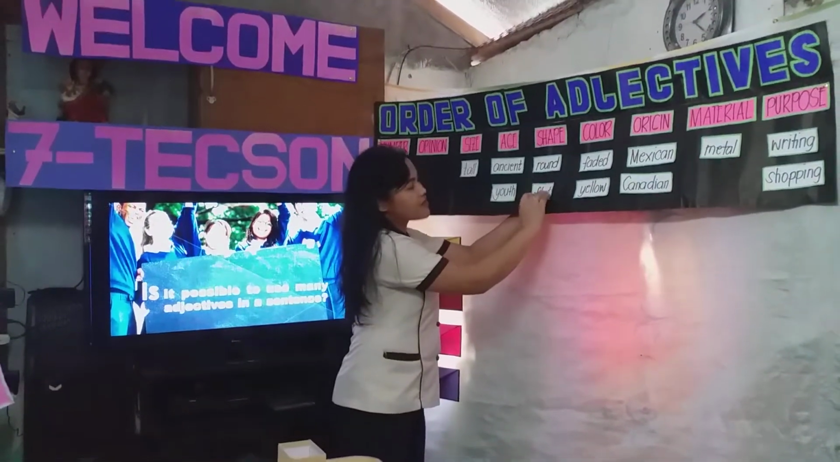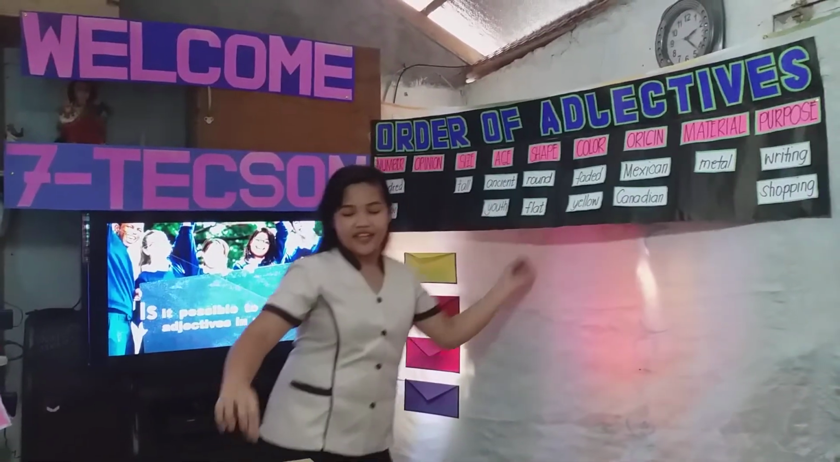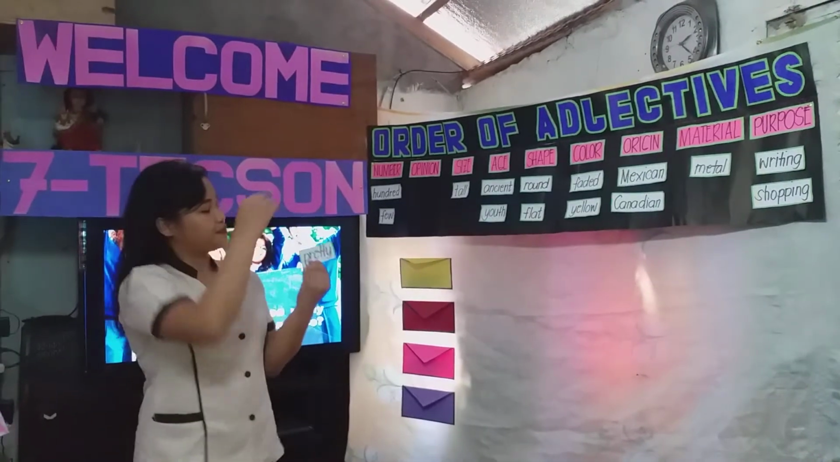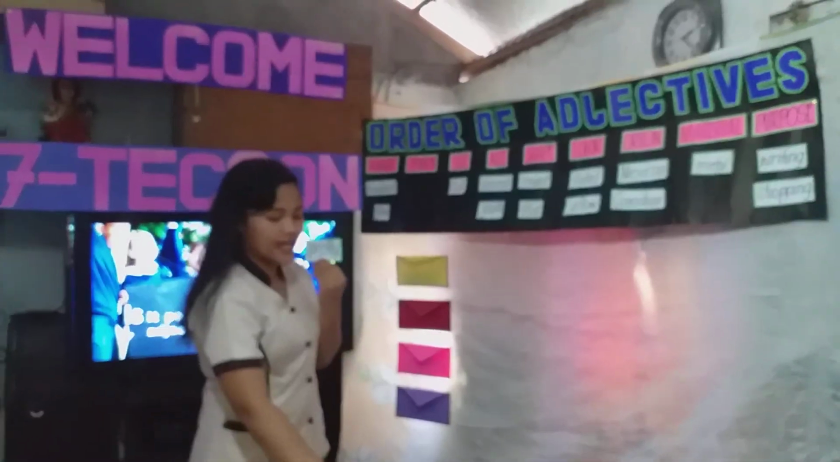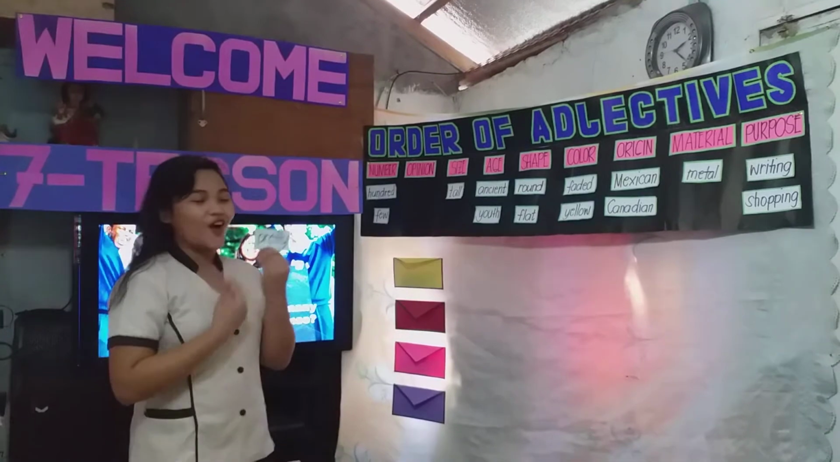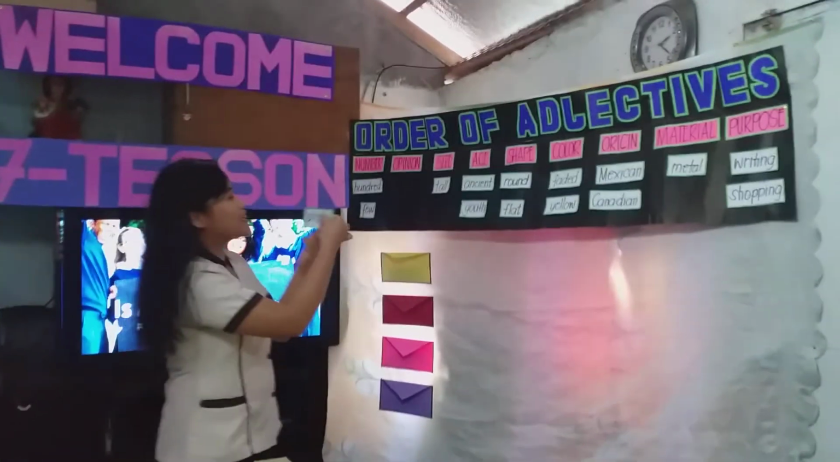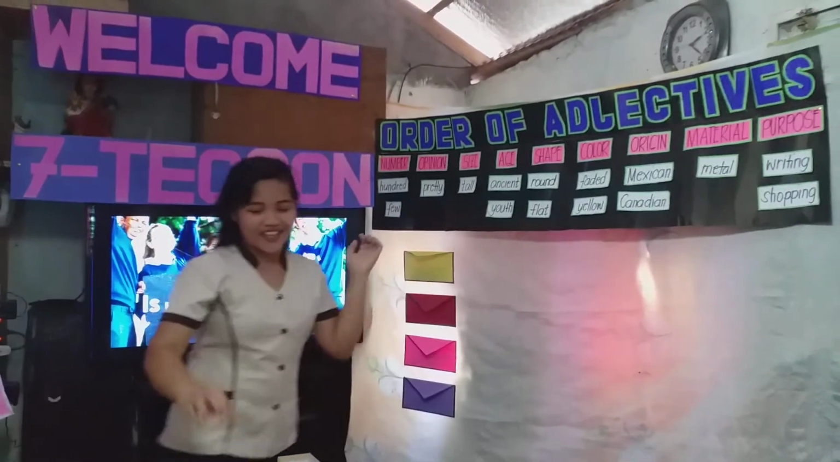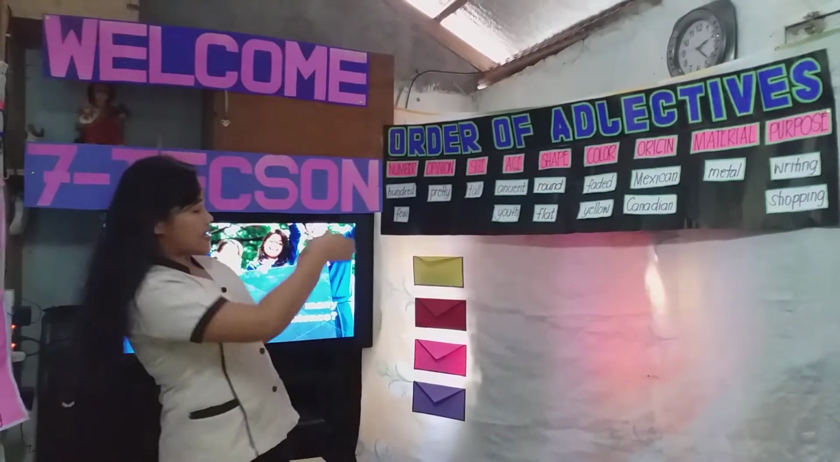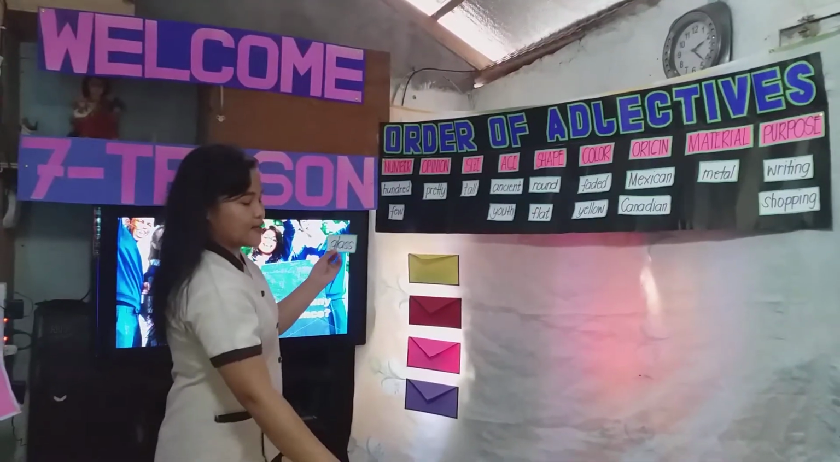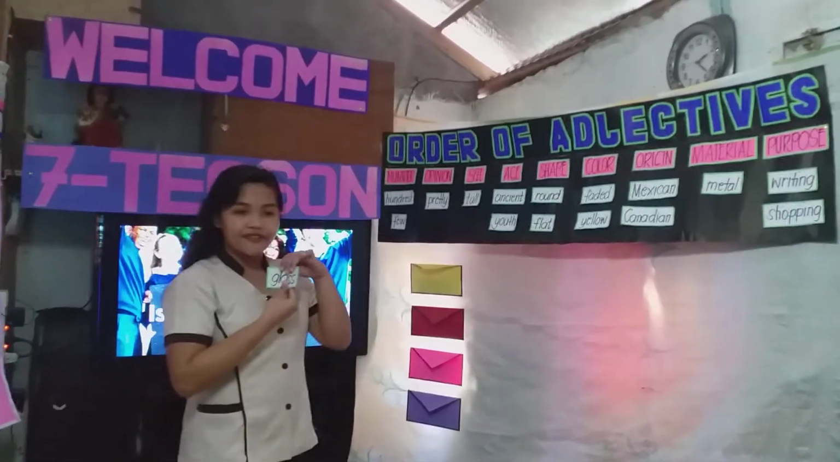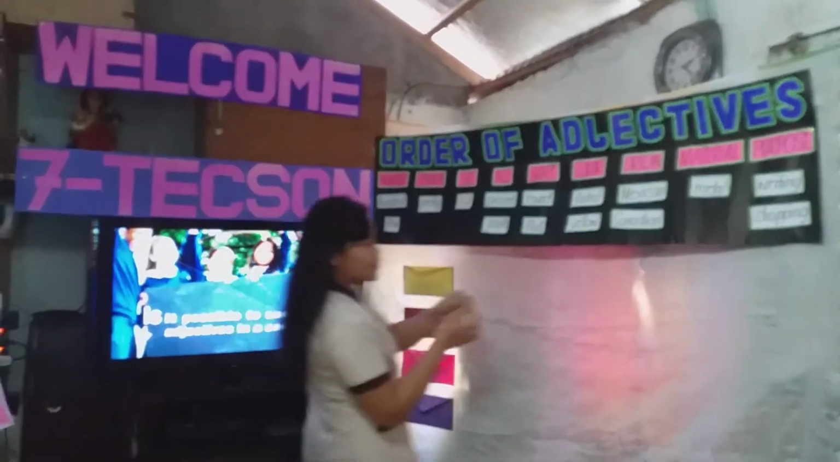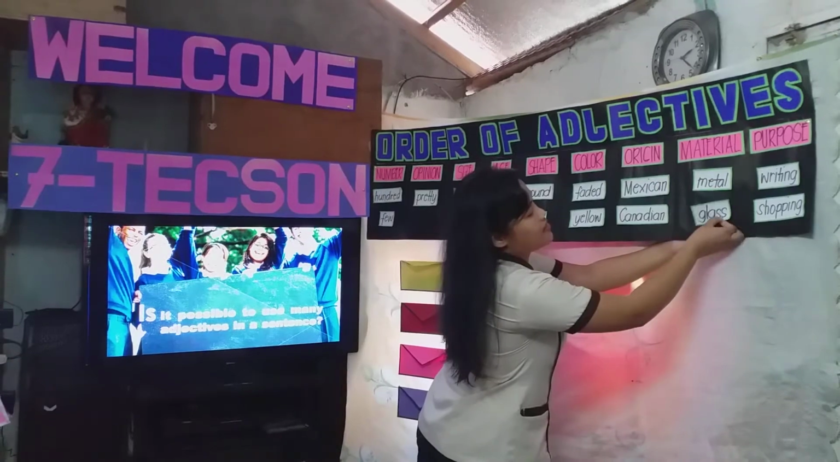Next, pretty. So you are saying that I am pretty? Oh, next. Pretty is here in opinion. Very good. Next is glass. So glass is what type of adjective? Very good. Material.